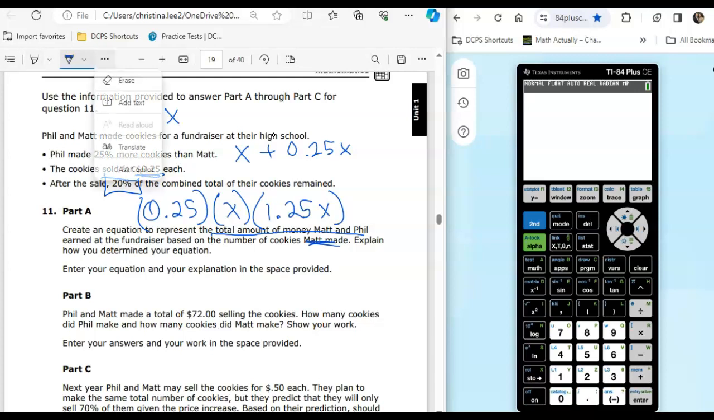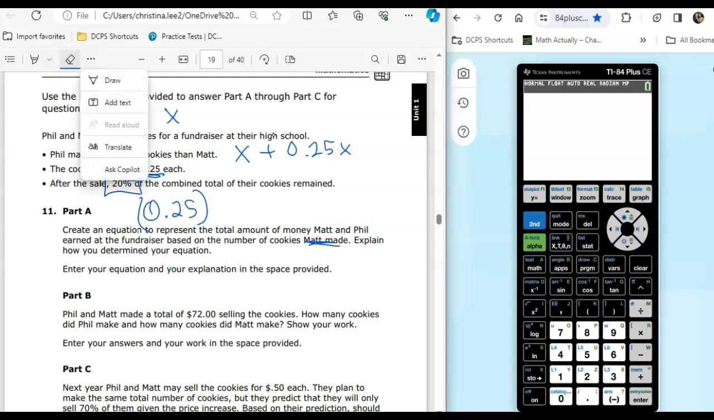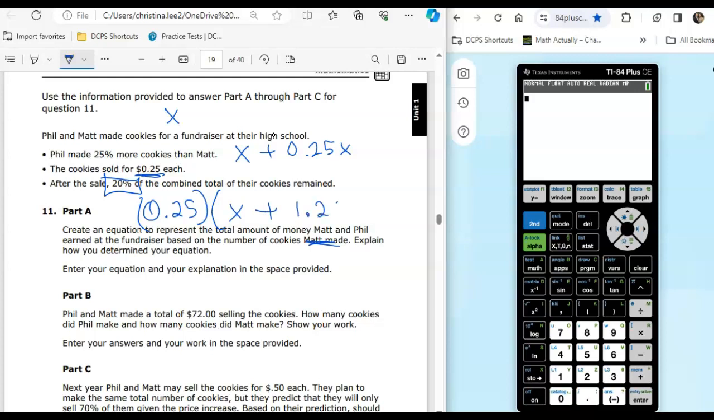And so, oops, sorry, actually, hold on, wait, pause. So if we have 25 cents times, let me rewrite this. All right, so we have Matt's cookies, which are X, plus Phil's cookies, which are going to be 1.25X, because he made as many as Matt made, but also 25% more, right? So then this is representing Matt's cookies here, the X, and this is representing Phil's cookies. So in total, that's how many cookies they made together.